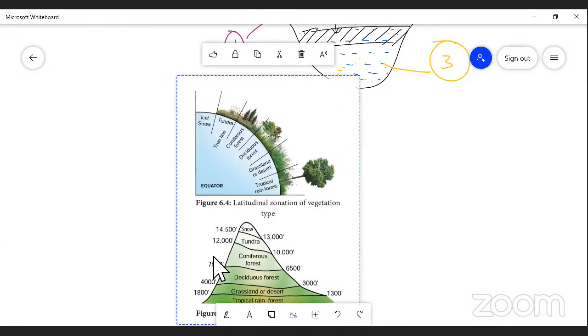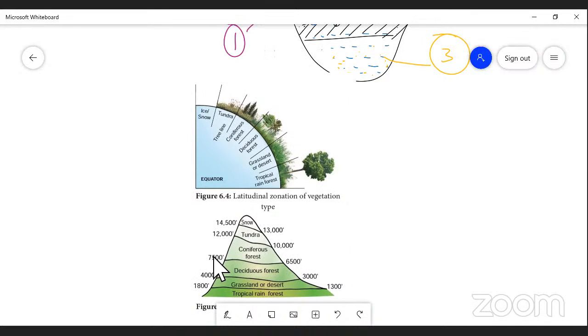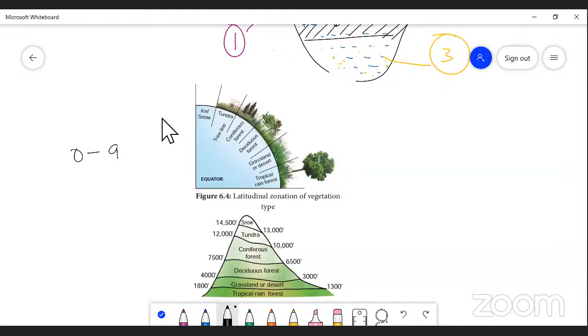So what is the nature of vegetation in the latitudinal direction and the altitude, latitude and altitude? When you go for latitudinal zonation, you can see this kind of forest, right? Latitudinal zone is nothing but an angle from 0 to 90 degree, right? It is an angle found between 0 and 90 degree. Such a condition is said to be latitudinal zonation.